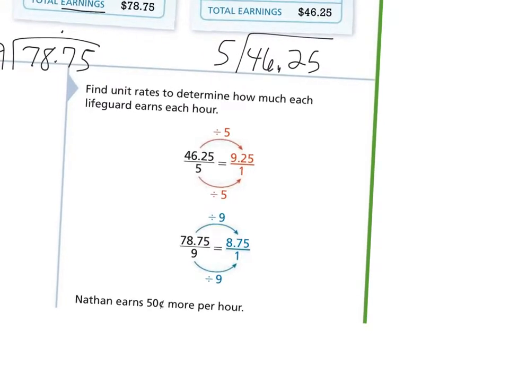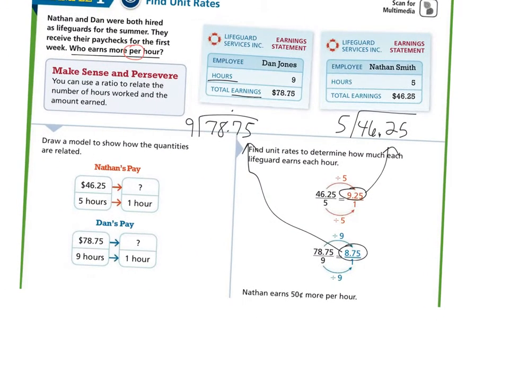Okay, when you divide that out, this one here would be $9.25 per hour. The first one we had over here would be $8.75 per hour. Again, just divide it out, find your unit rate. So you can see there the $9.25 is the higher unit rate by 50 cents. If you just subtract those, $9.25 minus $8.75, you can see Nathan's earning 50 cents more per hour.